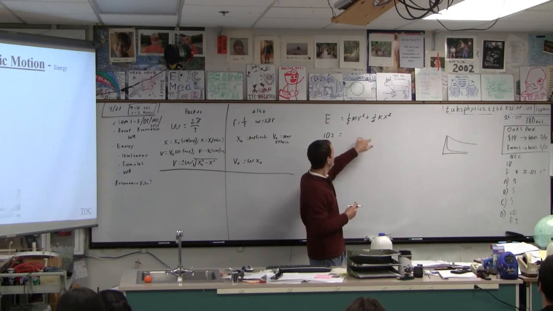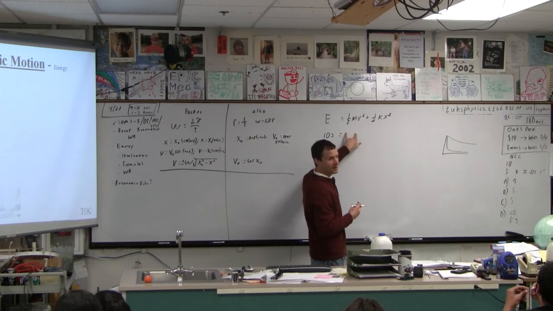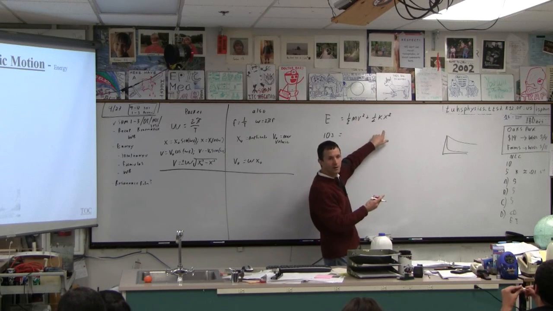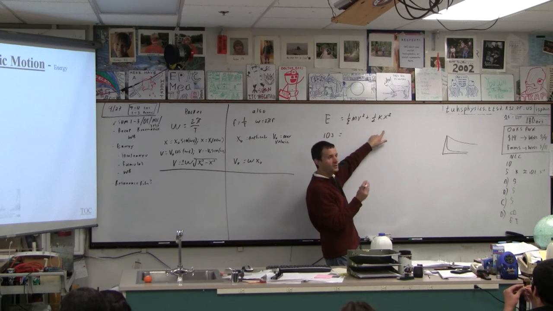8. What if you've got 4 joules of kinetic? How much potential do you have? 6. What if you've got 9 joules of kinetic? How much of this do you have? 1 of those. It always adds up to the same number. This is the key concept.